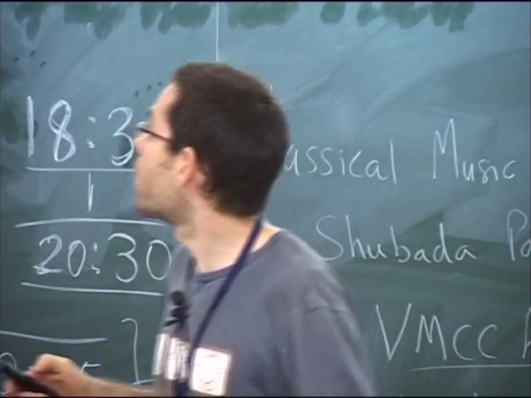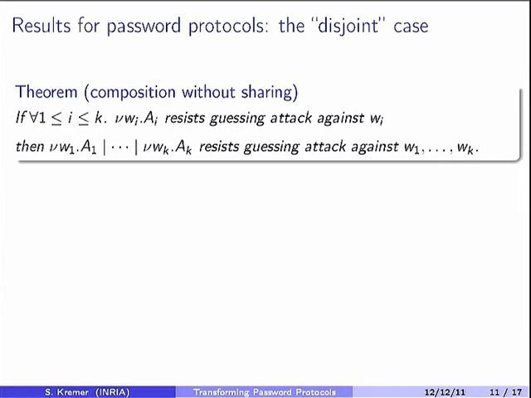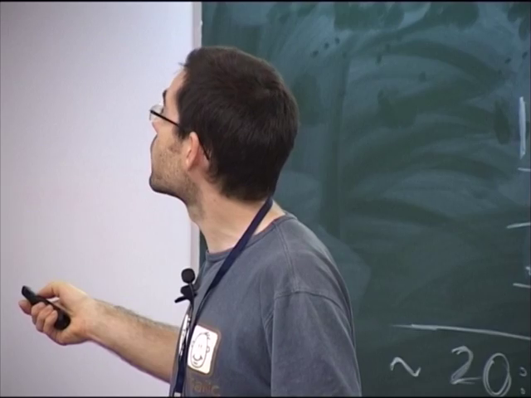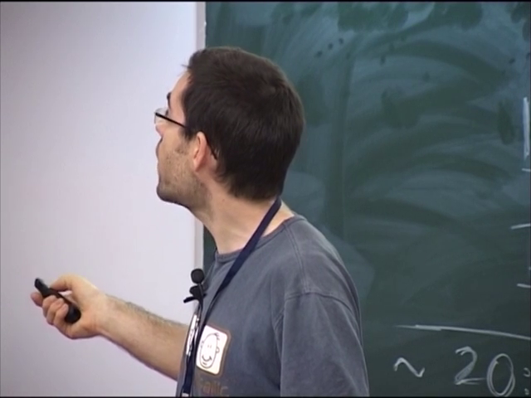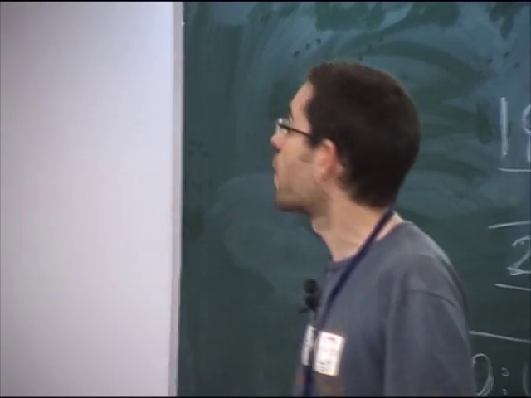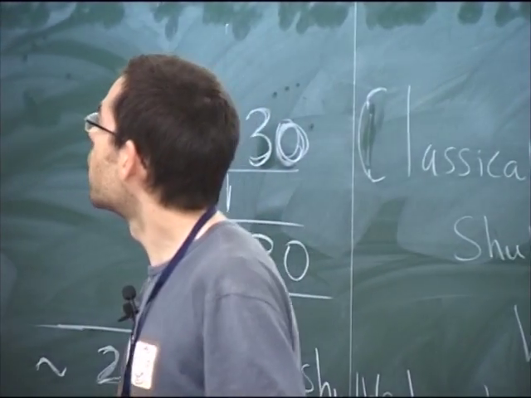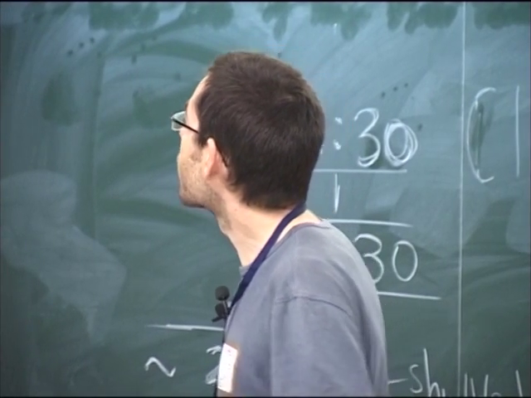That's the basic idea. Now, the first thing is that if I'm using processes that don't share anything, then I can safely put them in parallel. If they're using different passwords WI for each of the AIs, then their parallel composition resists against guessing attacks. And this is actually quite easy to show. This is not a very difficult result.